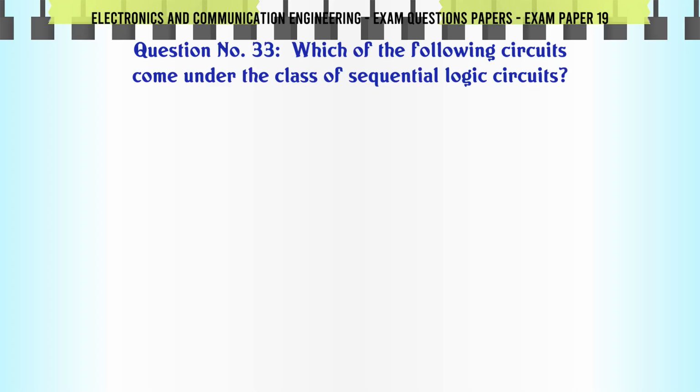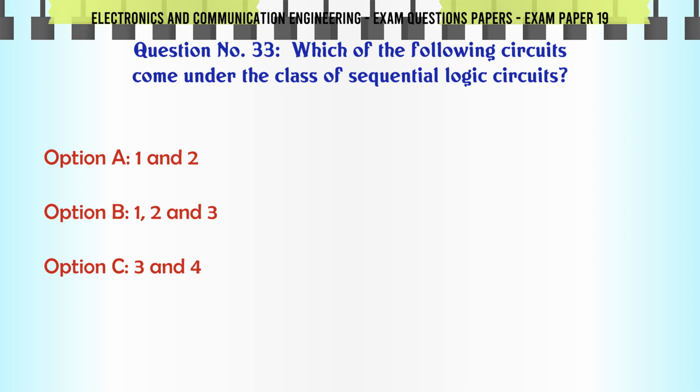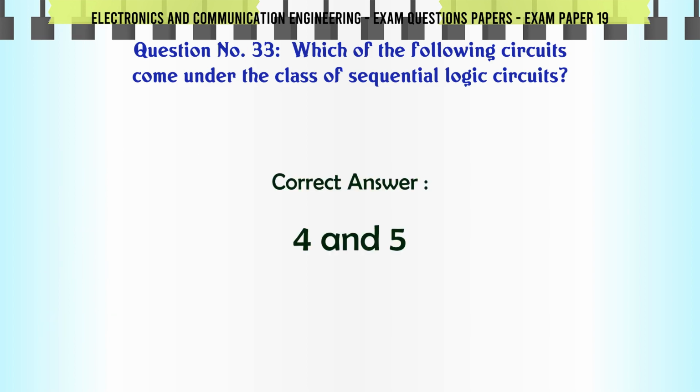Which of the following circuits come under the class of sequential logic circuits? A. 1 and 2, B. 1, 2 and 3, C. 3 and 4, D. 4 and 5. The correct answer is 4 and 5.